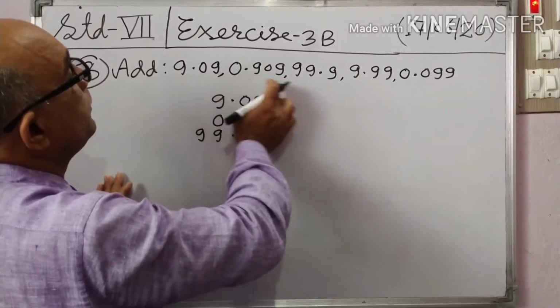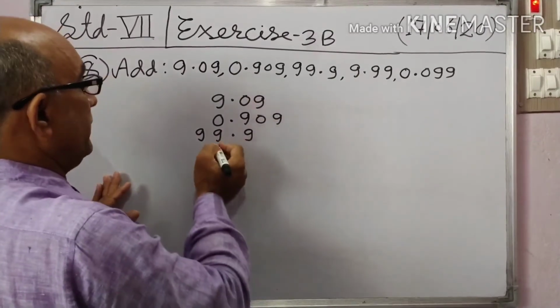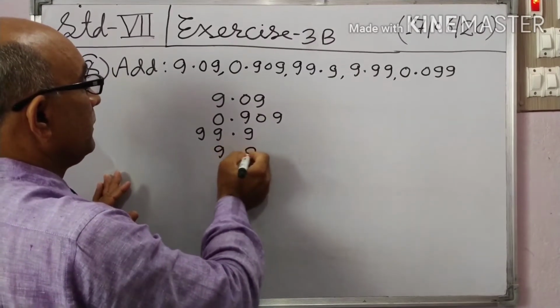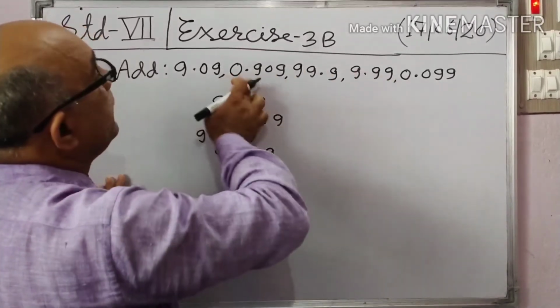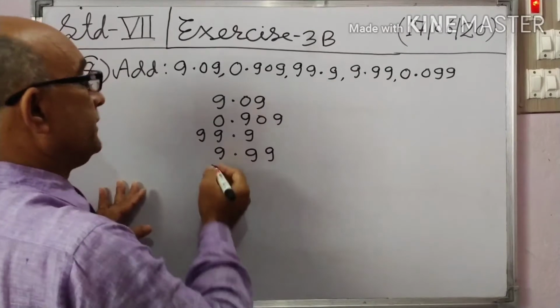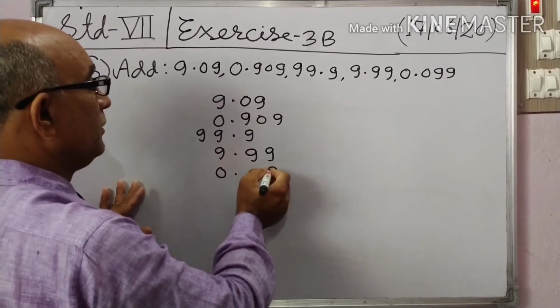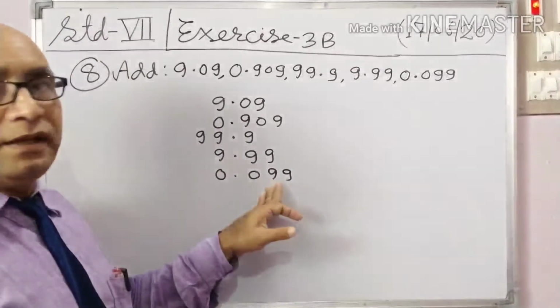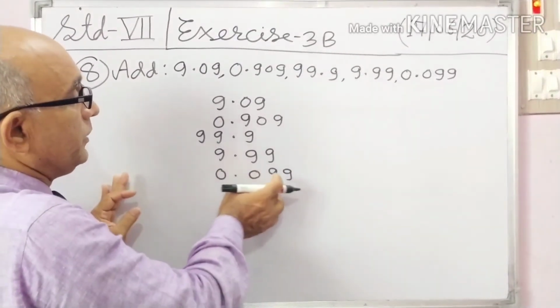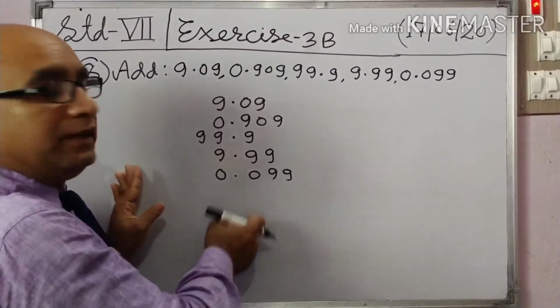99.9. 1, 2, 1, 2, 3. And fourth 9.99. 9.99. 1, 2, 3, 4 and 5. Fifth 0.099. Here the largest decimal has 3 decimal places, so all decimals change into 3 decimal places.